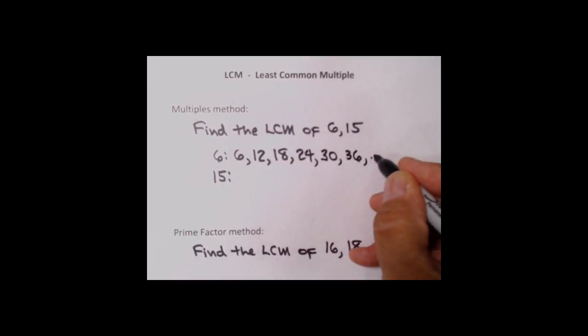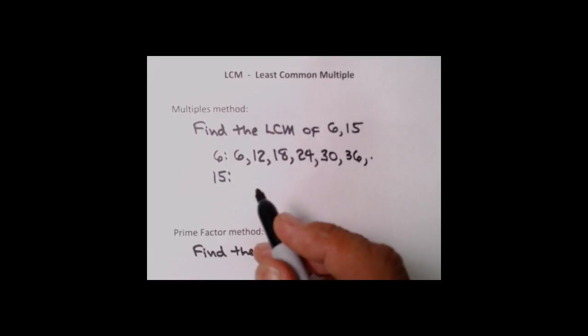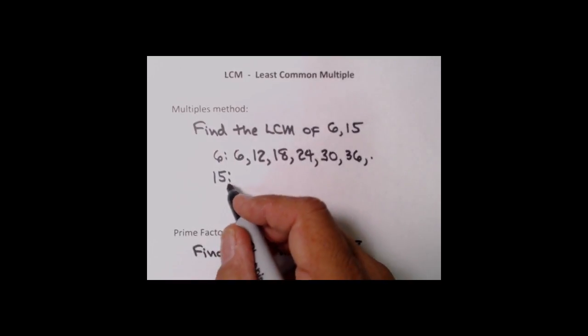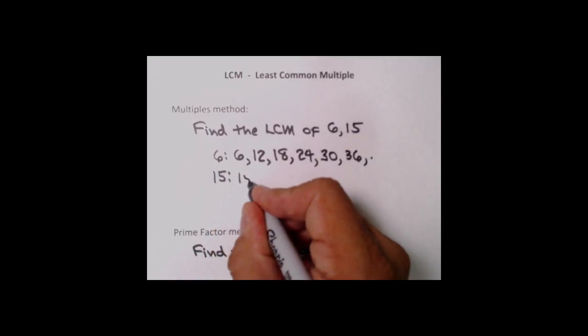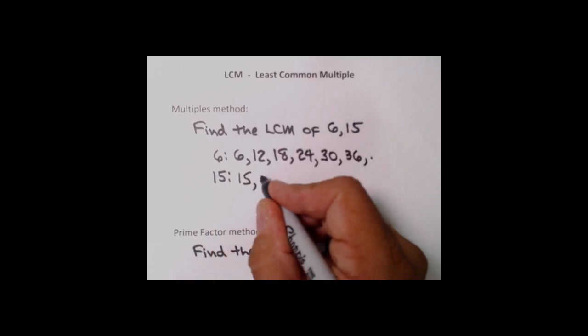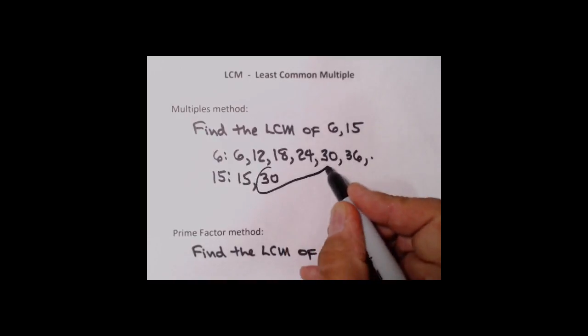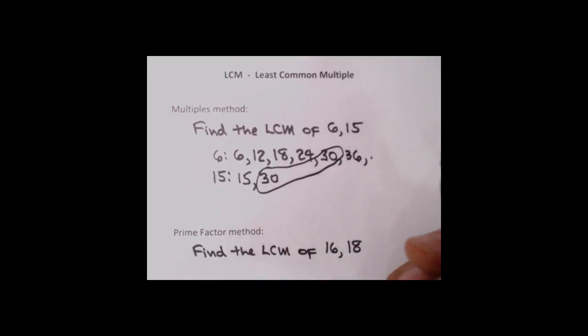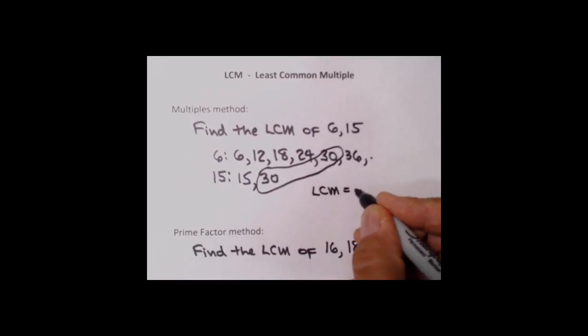Now we could keep finding them further out, and we may need to, but let's go back now and find the multiples of the other one. First multiple of 15 is 15. Second multiple is 30. Oh, look at that. We hit the common multiple right there, so there's no need to go further with this one. The LCM happens to equal 30.